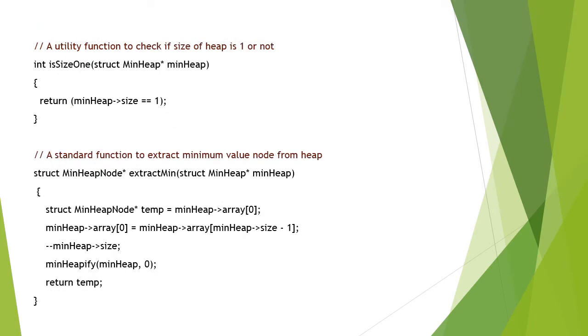In this slide we are going to deal with two functions. One is the size function and the other is the extract minimum value function. In the size function we are going to return whether the heap size is 1 or not, and in the extract minimum value function, we are going to extract the minimum value and return the temporary value.